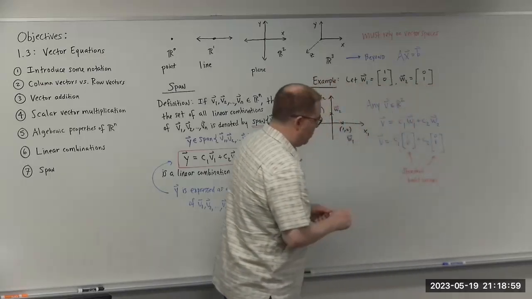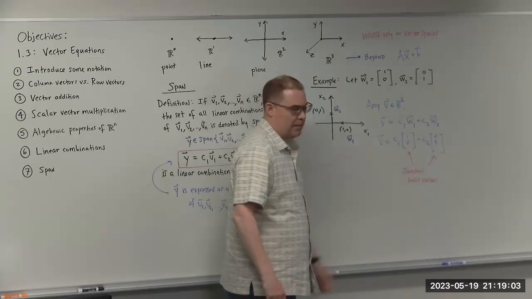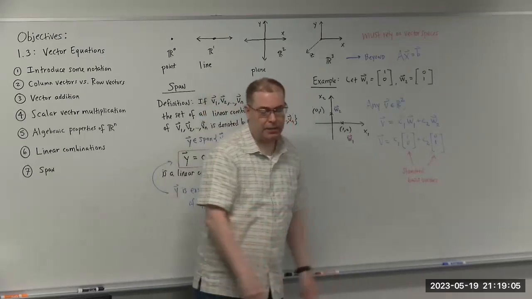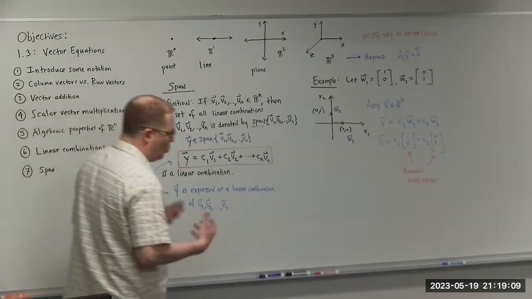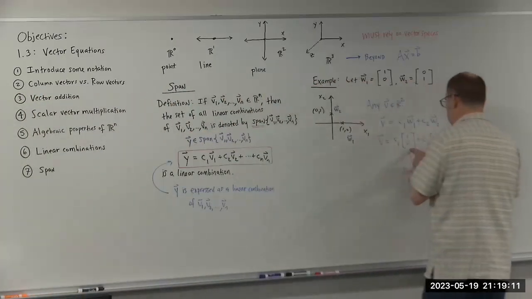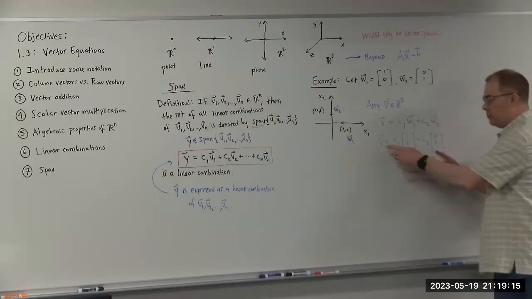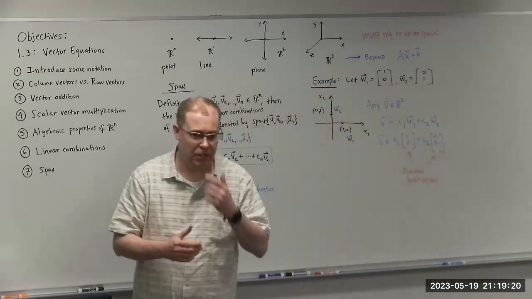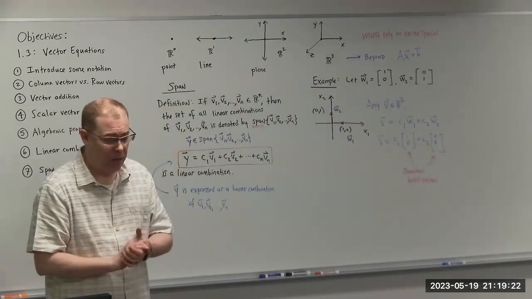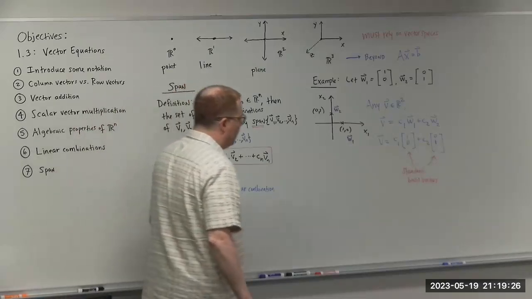So the question is, are these the only vectors that make this happen? And the answer is no. There are other suitable choices. There are other vectors where this will also work. So the representations are not unique. Very important idea too.